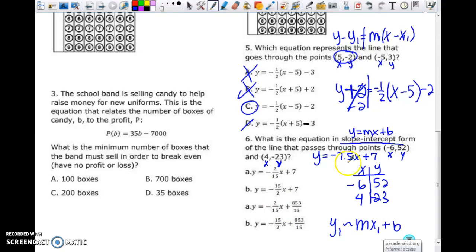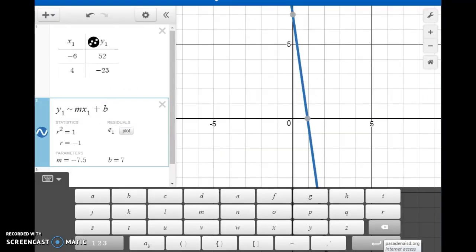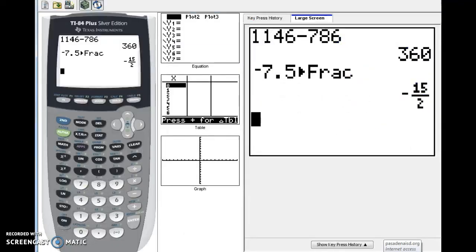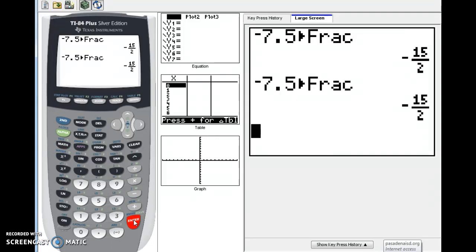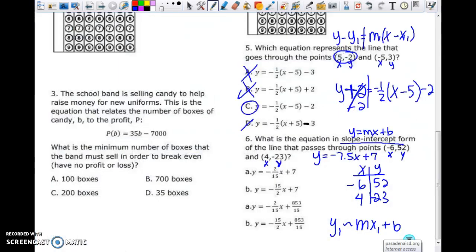Now, none of my answer choices give me the slope in decimal. So we have to turn this back into a fraction. This is where you use the other calculator. -7.5, Math, enter, enter. -15/2. So the answer choice had to be this one, -15/2x plus 7.